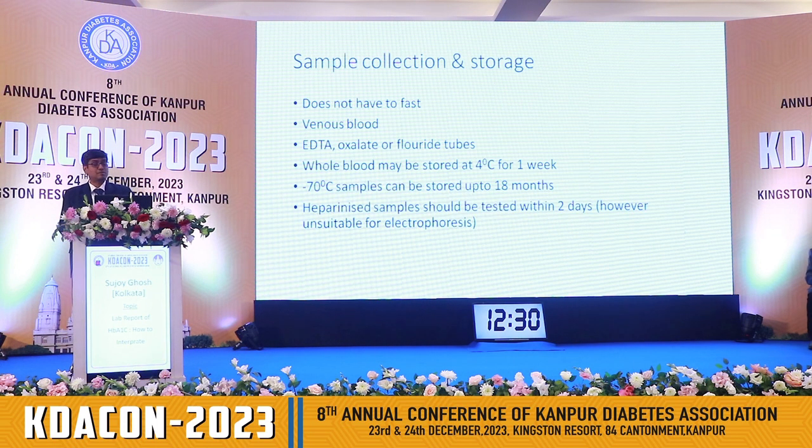Now, next comes the question of sample collection and storage, because you know pre-analytical errors are very common when you are doing tests. Good thing, patient does not have to fast. You take a venous sample and you put it in an EDTA vial, and the whole blood can be stored at 4 degrees centigrade, standard fridge, for 1 week. If you are keeping it at minus 70, you can keep it for a year and a half. Heparinized samples should be tested within 2 days.